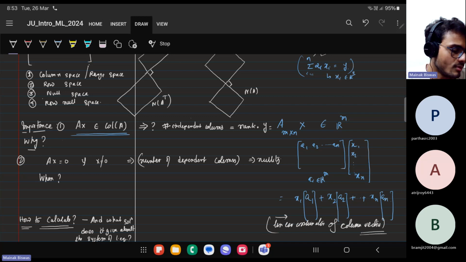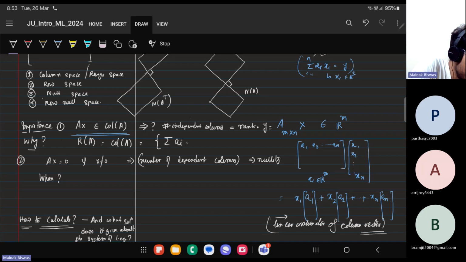Okay. So this is called a column space or a range space. What is the range space of a matrix? It is defined by the range space of A or column space of A is the set of the sums of Ai xi, with Ai in Rm and xi belonging to R. Or you can just write Ax for all x in R to the power, what is the dimension of x?